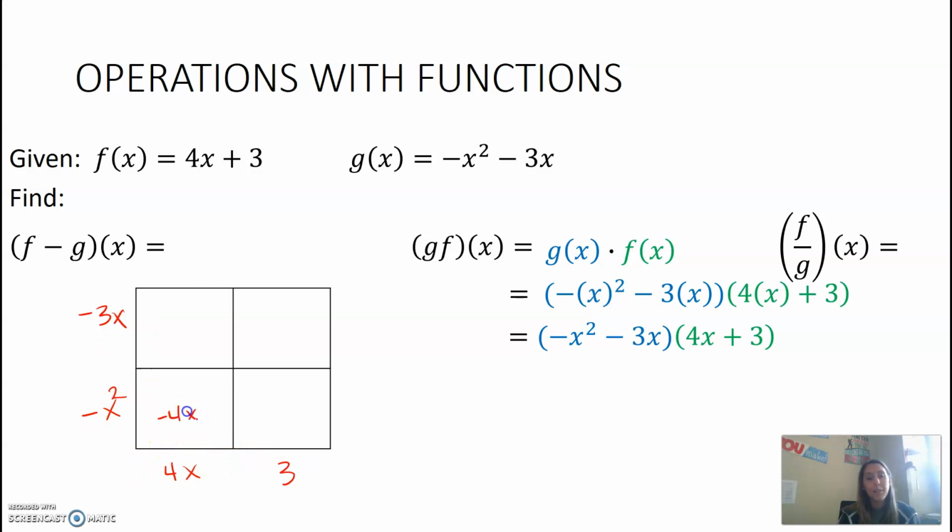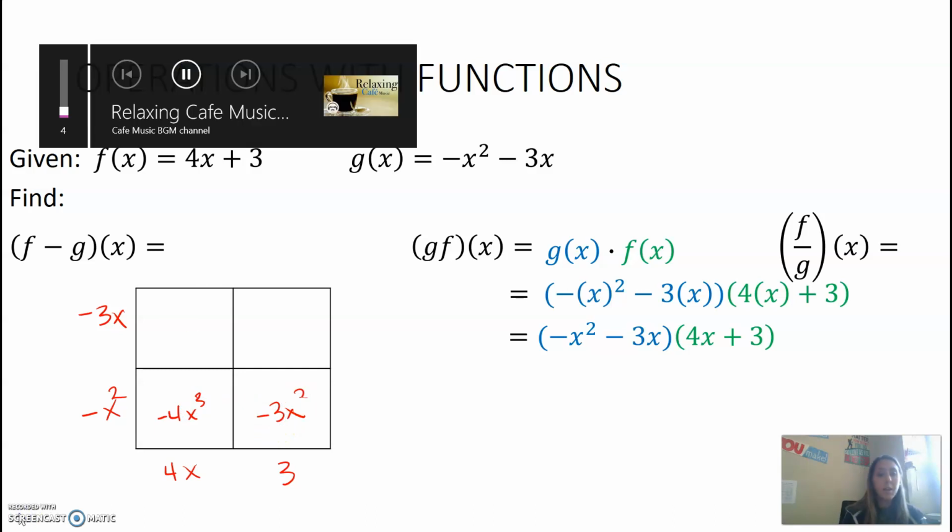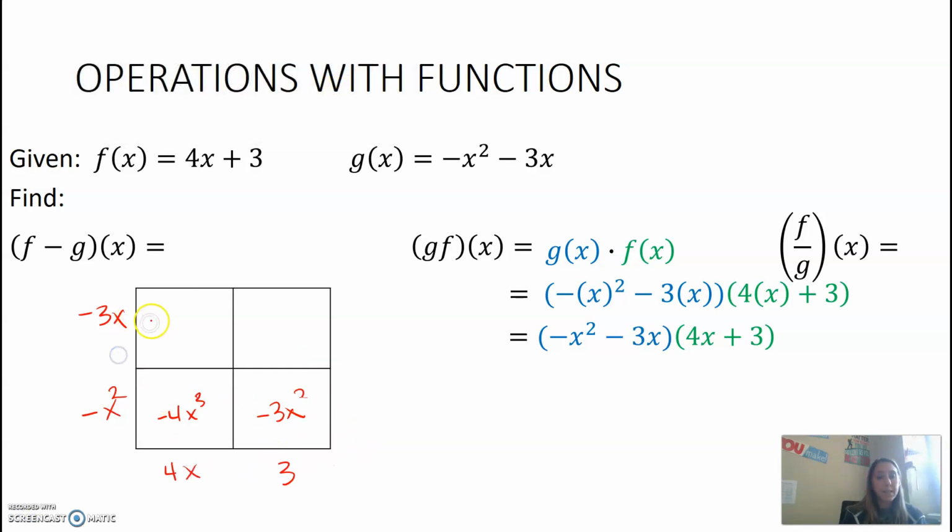We end up with negative 4x cubed, negative 3x. Okay, and then we get 4x times negative 3x, which is negative 12x squared, and negative 3x times 3 is a negative 9x. Okay, remember we're always going to combine like terms. These ones are the same.